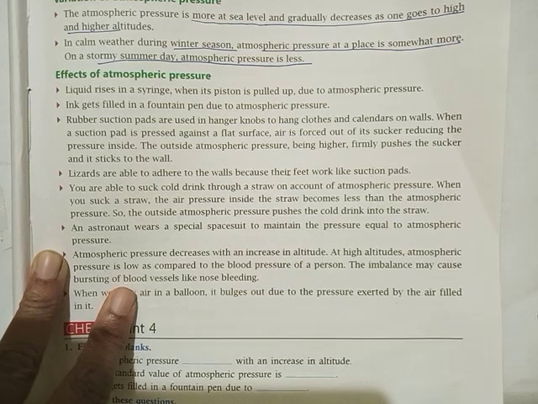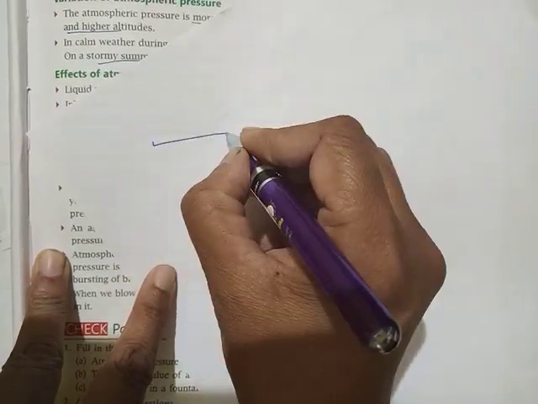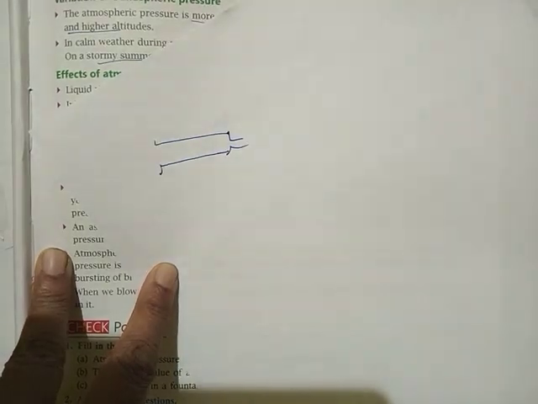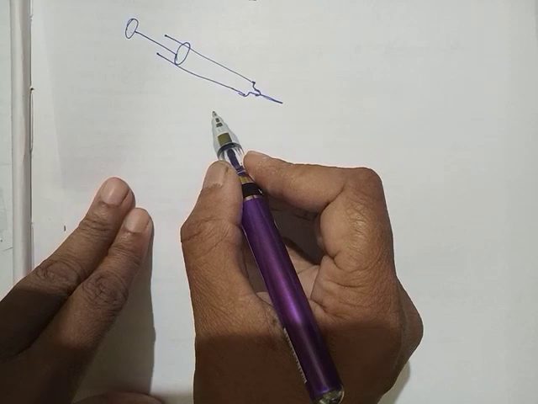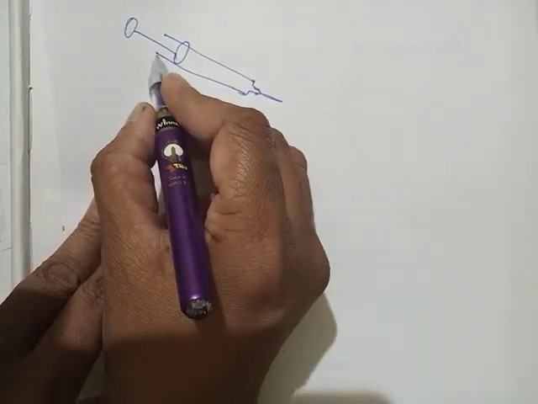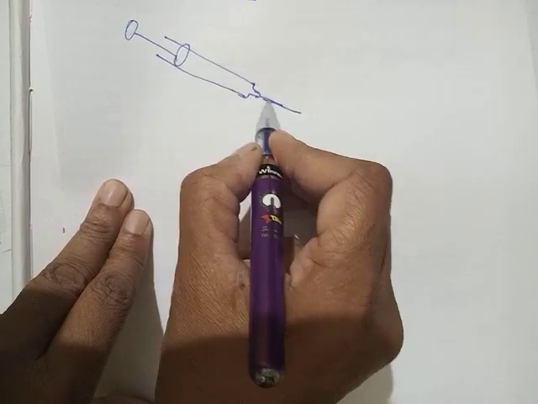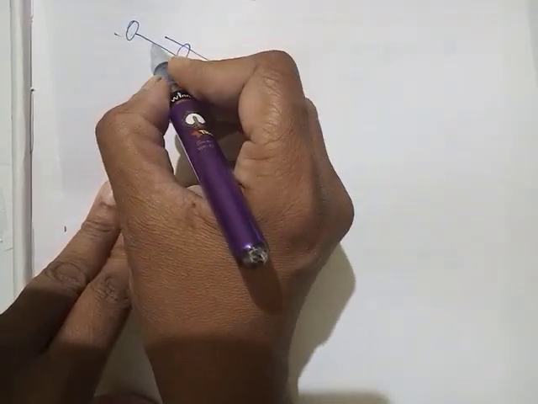You all understand what is a piston? So this is the syringe. Yeah, a piston somewhat looks like this. A syringe somewhat looks like this. So this is the main part, and to which a needle is fixed, and then this is called the piston. Okay, this part is called the piston.